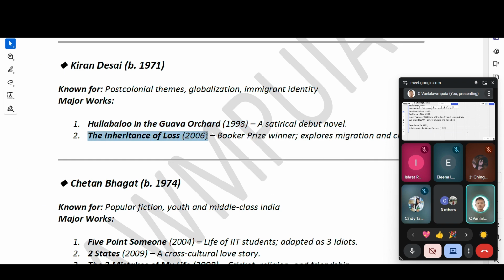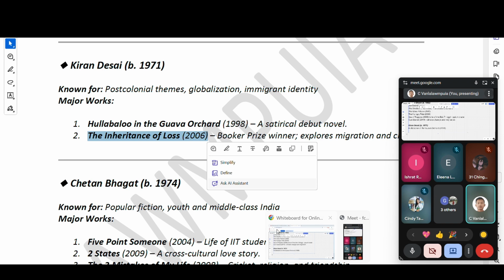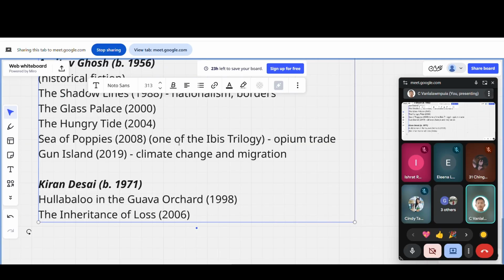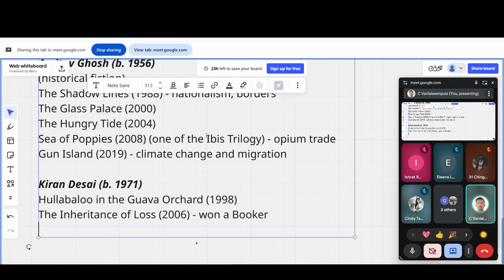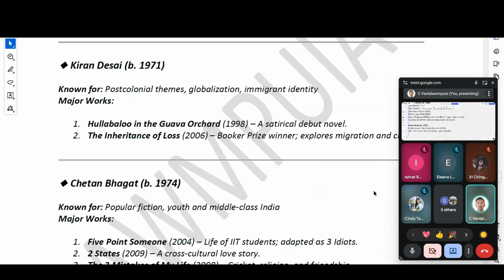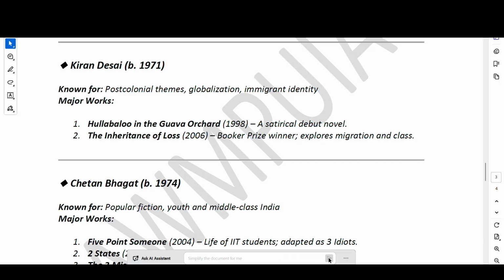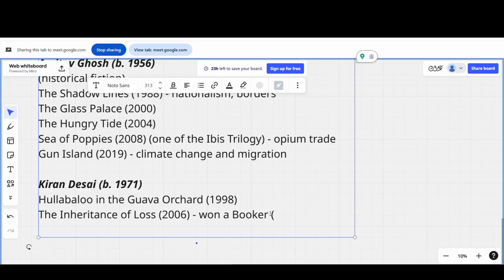And next is The Inheritance of Loss. If you talk about Kiran Desai, The Inheritance of Loss is definitely her work. It's one of the most popular works in the 21st century, especially in Indian writing in English. It won the Booker. What does it talk about? It talks about migration.